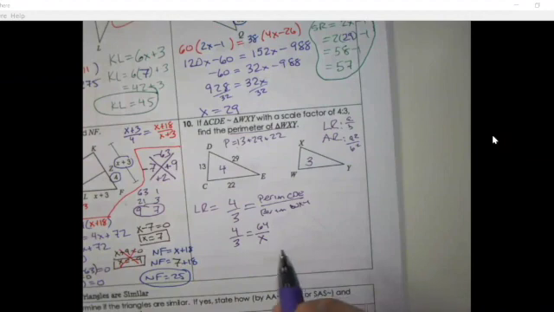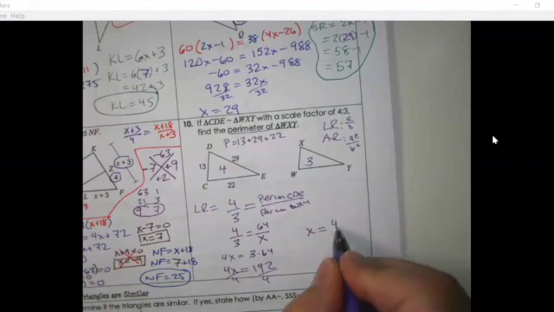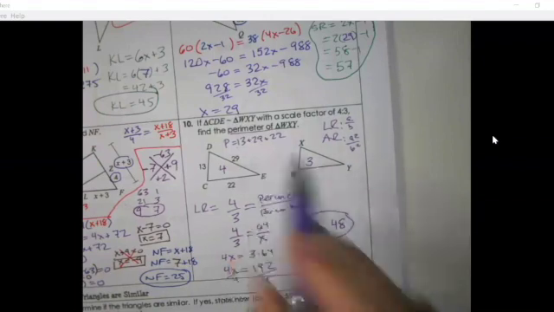Now it's a proportion I can solve. 4 times X equals 3 times 64. 3 times 64 is 180, 192. Yes. So 4X equals 192. Divide by 4. X equals 48. That's the perimeter of WXY.